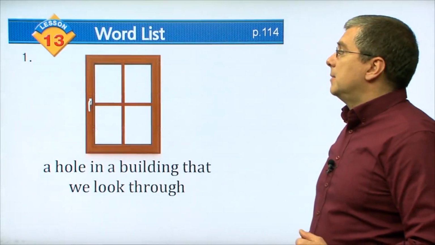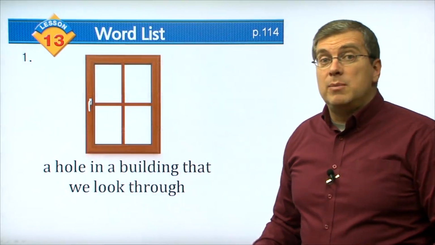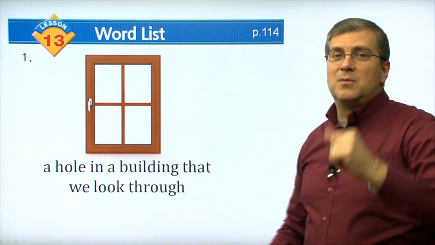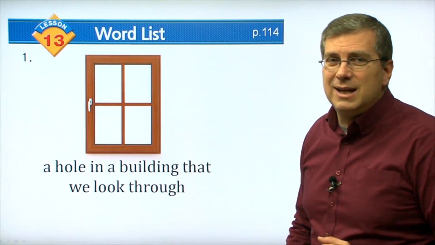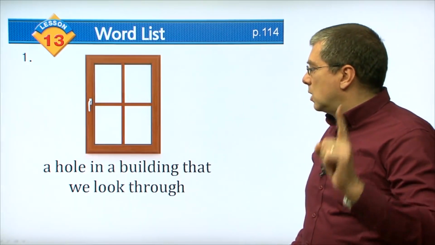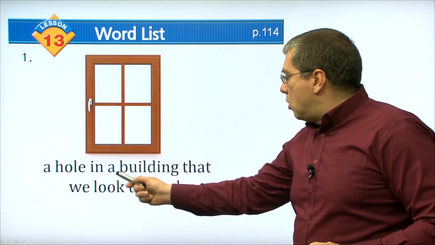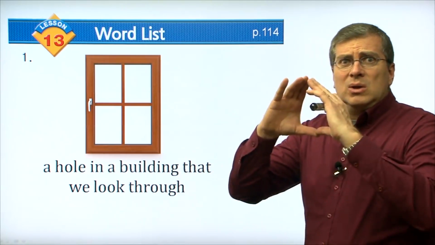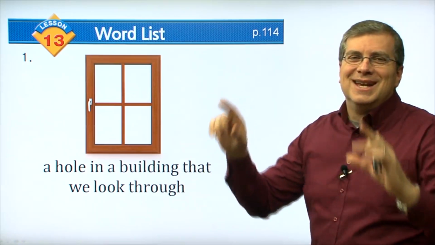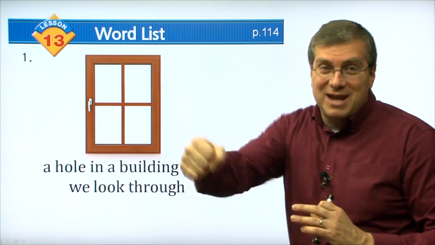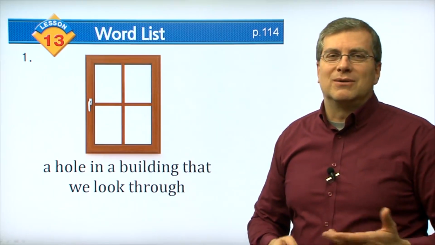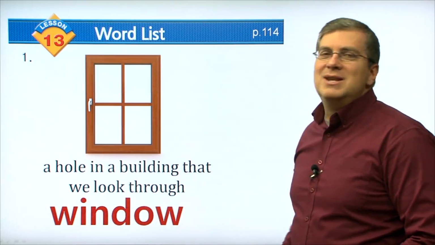Okay, let's move on. Let's talk about the vocabulary for this unit. We're going to learn a lot of words, and we'll need those words for the reading later on. Our first word is a hole in a building that we look through. A hole? Now, usually it's not a hole that somebody made because they were angry. No, it's a hole that the builder of the building makes. We call it a window, right?